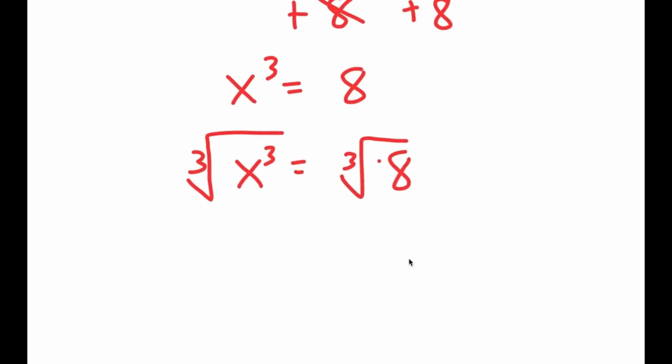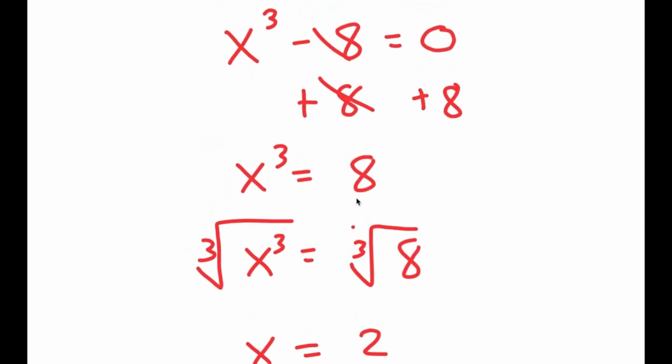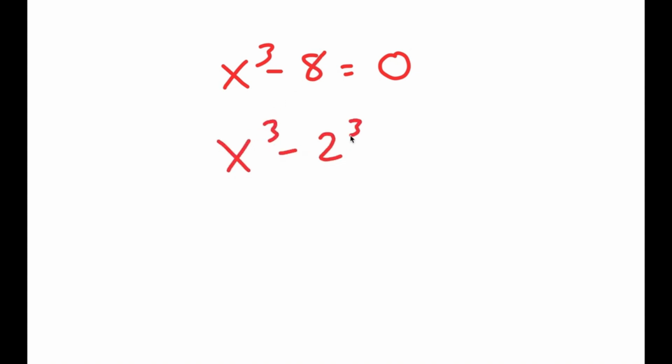So the cube root of x to the power of 3 is x, and the cube root of 8 is 2. So then they get x equals 2, which is a solution to this equation. But actually, there are more than one solution to this equation. So I'm going to rewrite my equation here, x to the power of 3 minus 8 equals 0. And now I'm going to rewrite 8 as 2 to the power of 3. So I get x to the power of 3 minus 2 to the power of 3 is equal to 0.